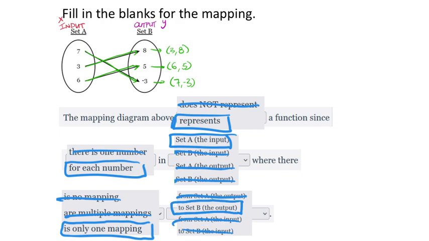Okay. It's saying the mapping. So the mapping is the arrows. Each arrow points to set B, which is an output. And that's all you'd have to do. You click on the boxes, you click on the correct selection, and then you just leave it there. When you finish, you push submit, and then it'll give you credit.